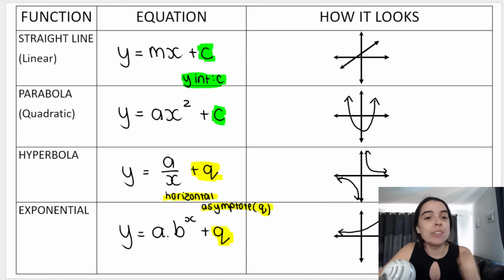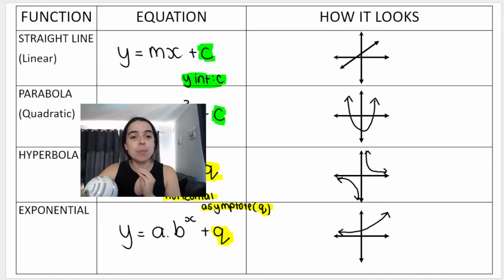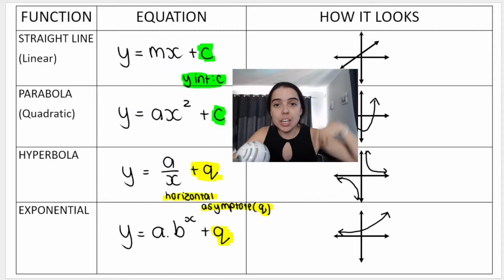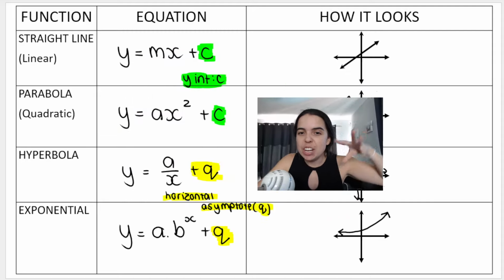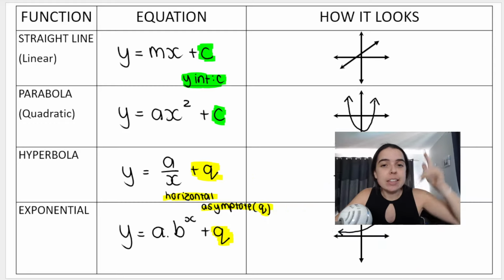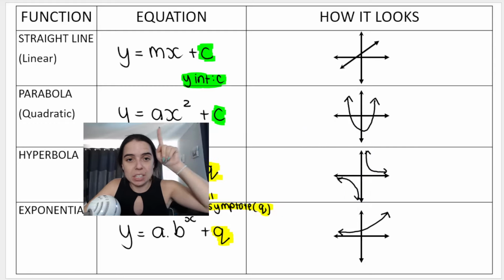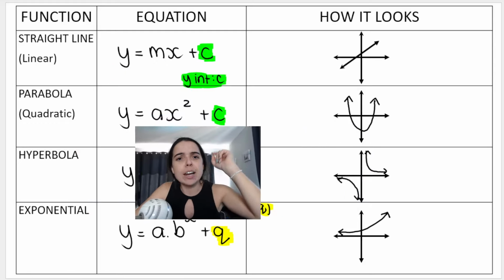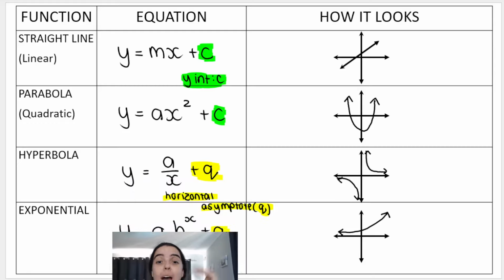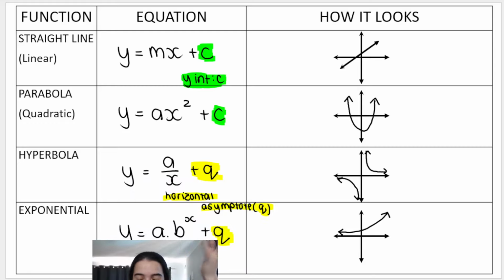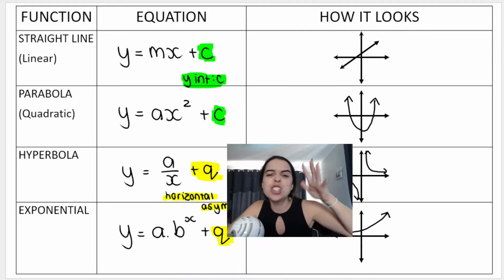Here's the summary of the different functions that we learn in grade 10: straight line, parabola, hyperbola, exponential, along with their equation and how they look, generally how they look. Obviously, they will look different depending on, for example, here the a value, the m value, the c value, the q value, and so on. The b value in the sense of exponential. But this is just a general idea.